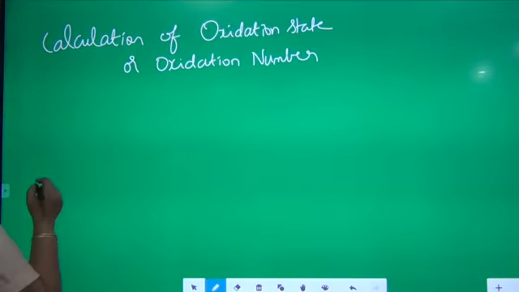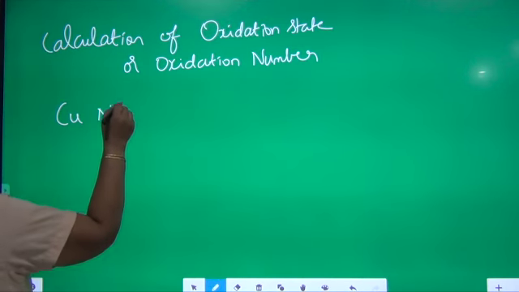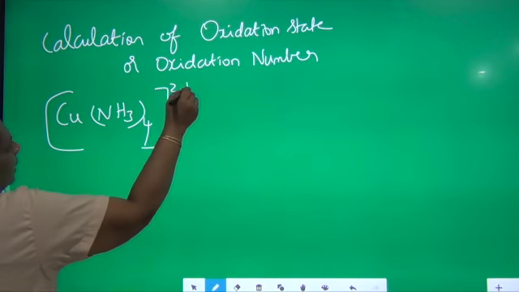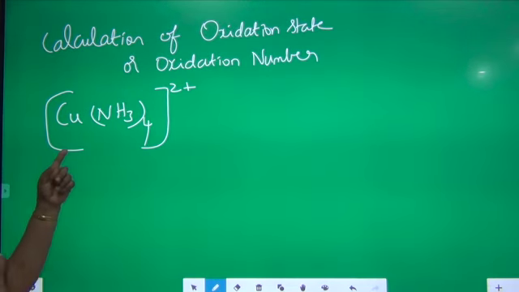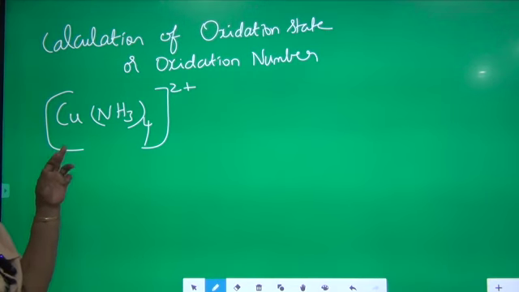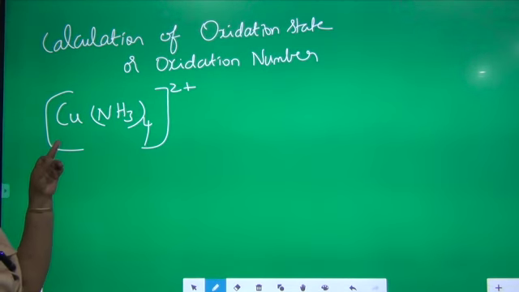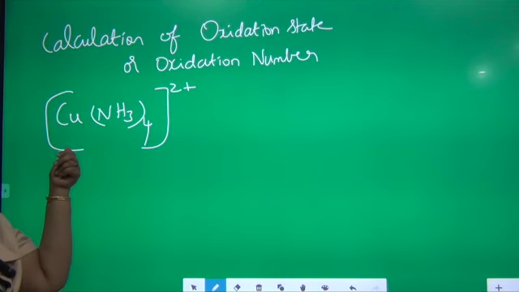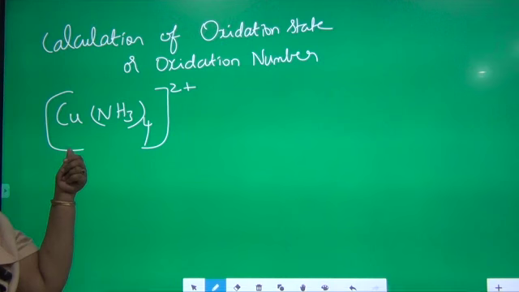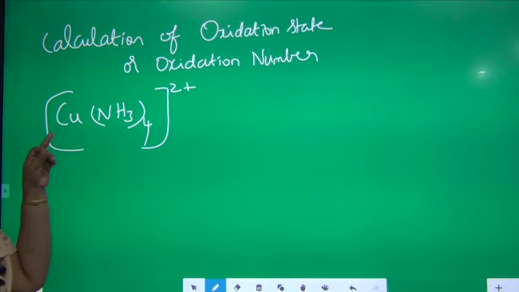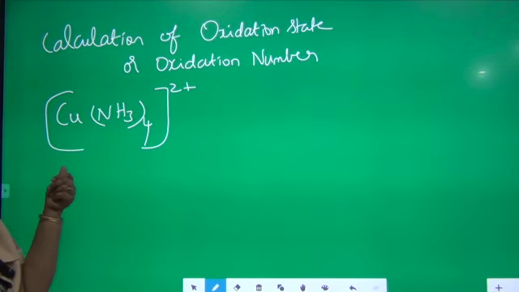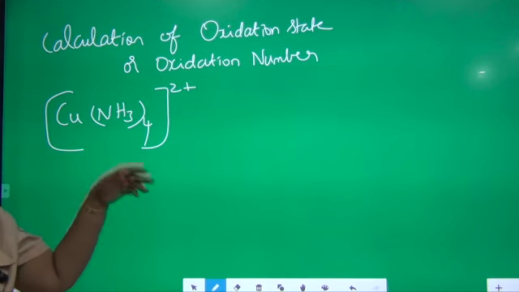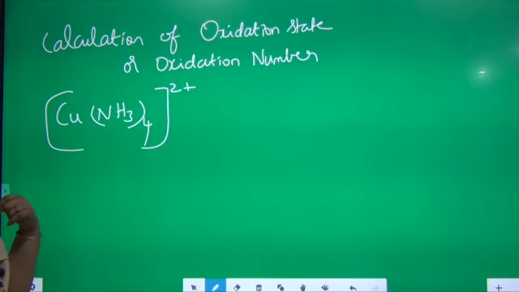To start with, I am going to write the complex tetraammine copper 2 ion. Here the central metal ion is copper. We are going to calculate the oxidation state of the central metal ion. As the central metal ion is copper, I don't know the oxidation state of copper, so I am taking X for copper. There are 4 ammonia molecules attached to copper. Already we have seen ammonia is a neutral ligand, so it has a charge 0.